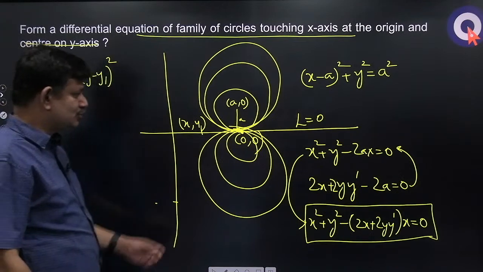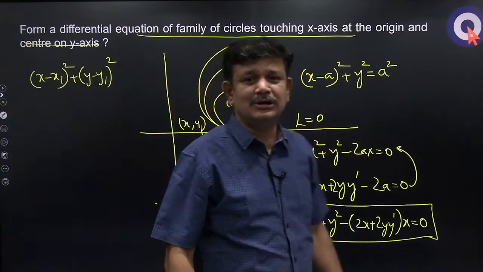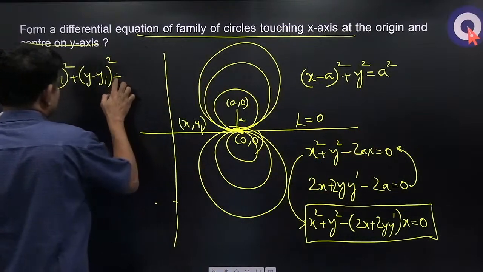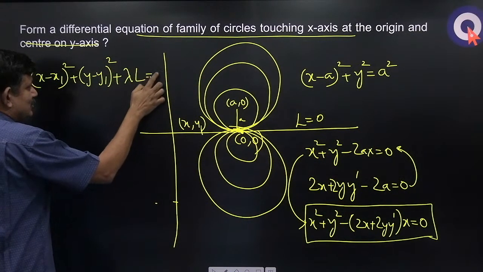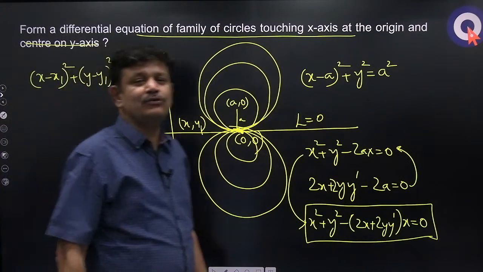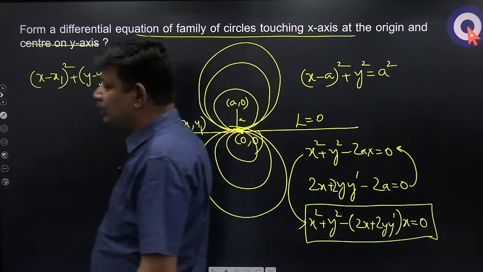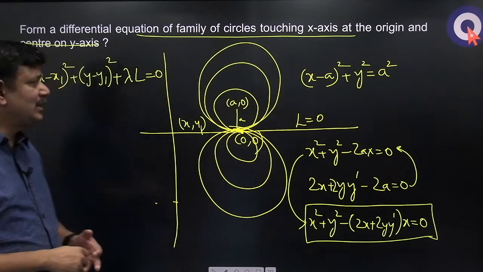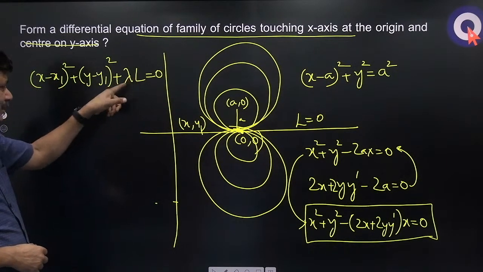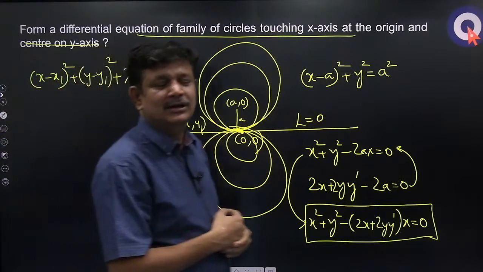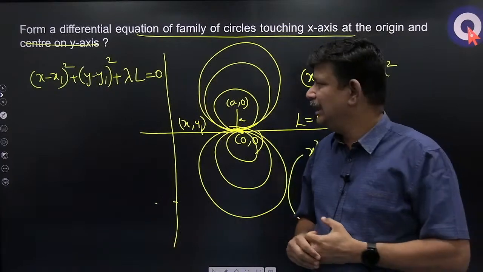(x minus x1) whole square plus (y minus y1) whole square is equal to 0, and this line L as your radical axis, plus lambda L is equal to 0. This is how you assume the circle equation. So, how many arbitrary constants are there? There is only one arbitrary constant, lambda. L is your given line, x1, y1 is your given point.